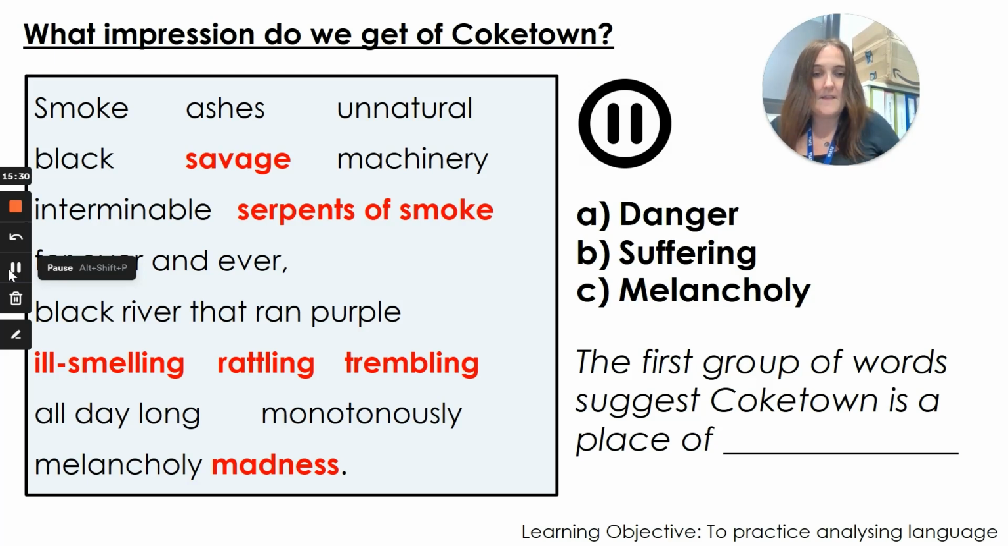So just down there. The first group of words suggest Coketown is a place of, and do you think it's a place of danger, a place of suffering, or a place of melancholy? Just from the words in red. Okay, so savage, serpents of smoke, ill-smelling, rattling, trembling, and madness. Which of the 3 words do they link to best? Okay, pick that word and complete the sentence. Okay, do that now, please.